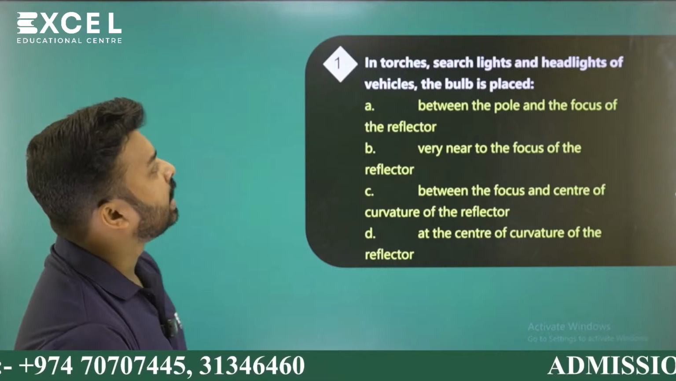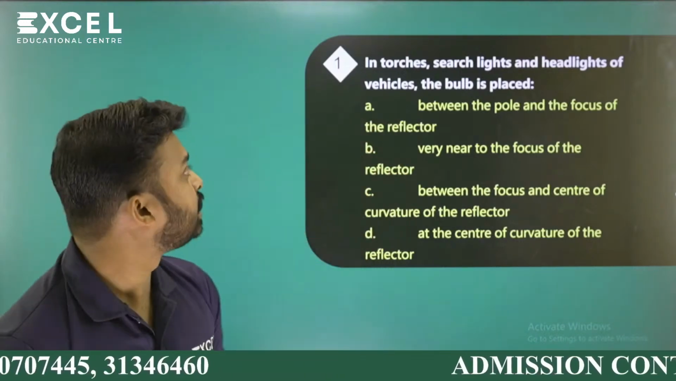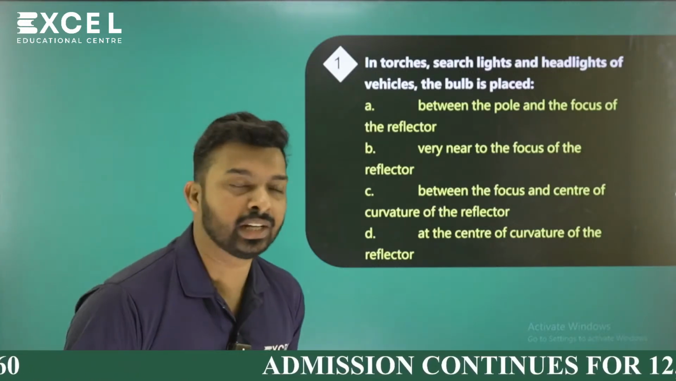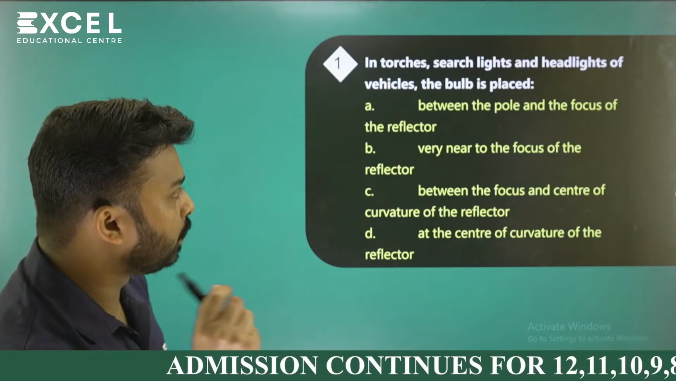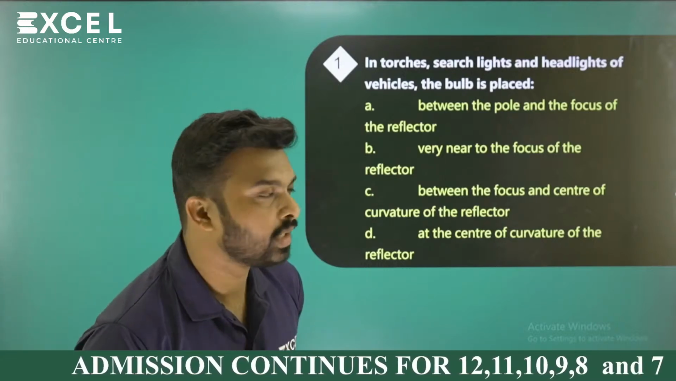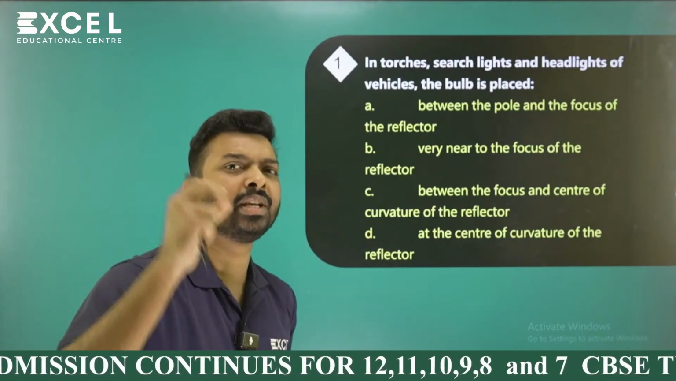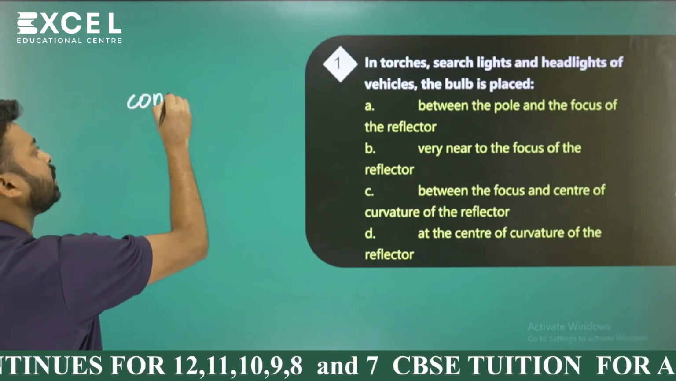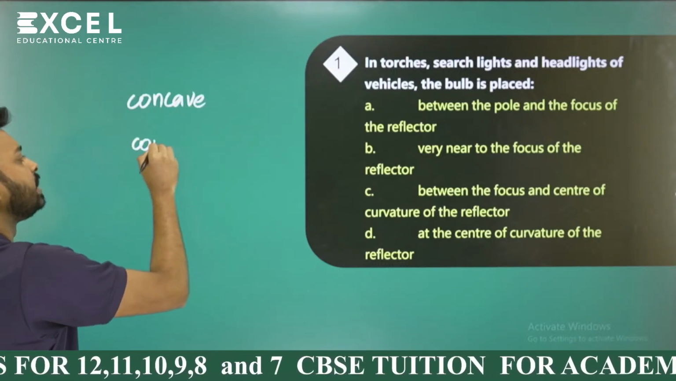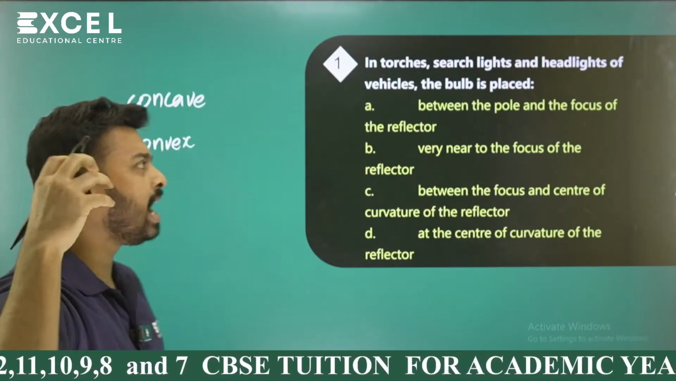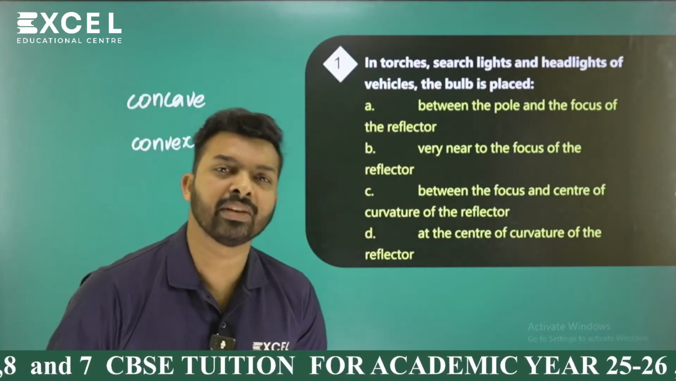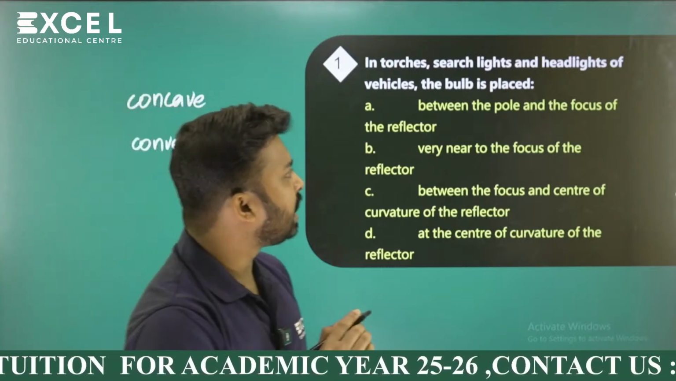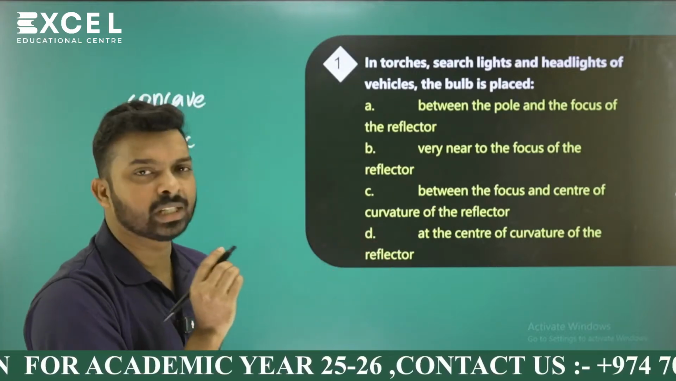First question: in torches, searchlights and headlights of vehicles, where is the bulb placed? It's an MCQ, so we have to find where the bulb is placed. Since this part is based on reflection, we are discussing either concave or convex mirrors. You will have questions based on the applications of concave and convex mirrors.